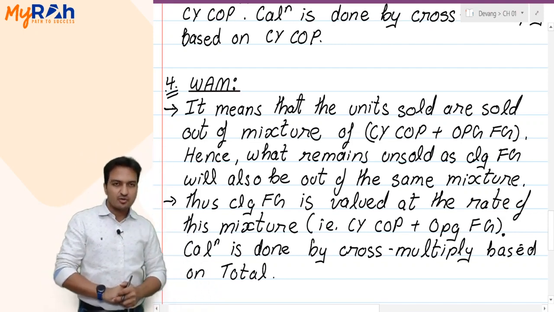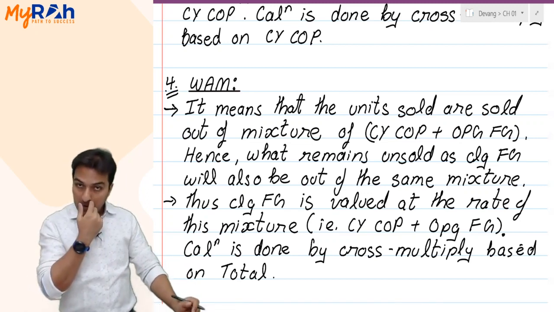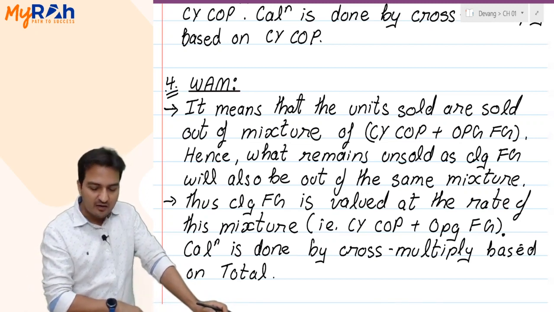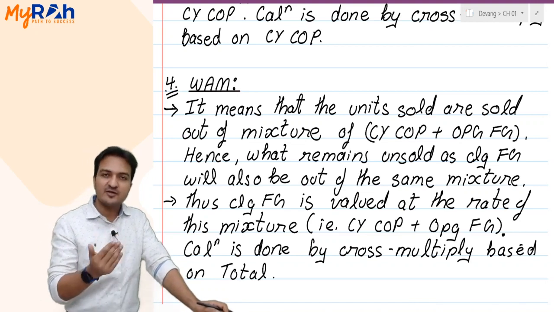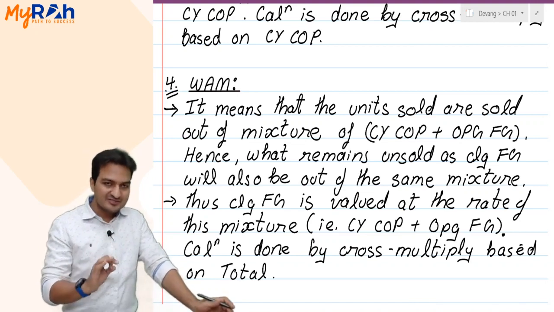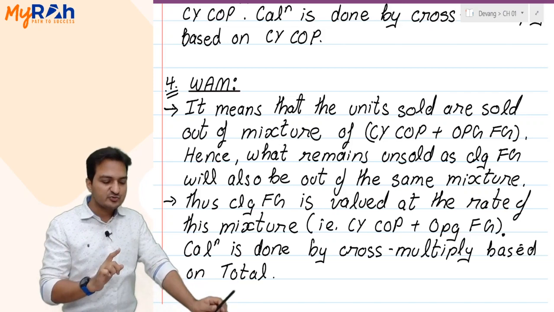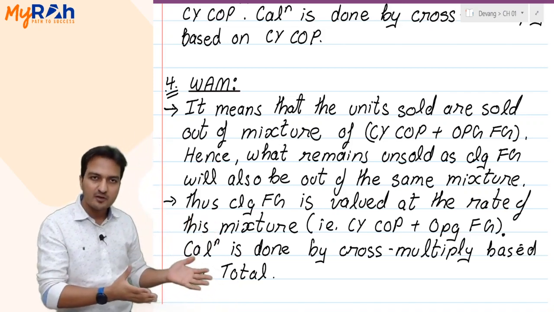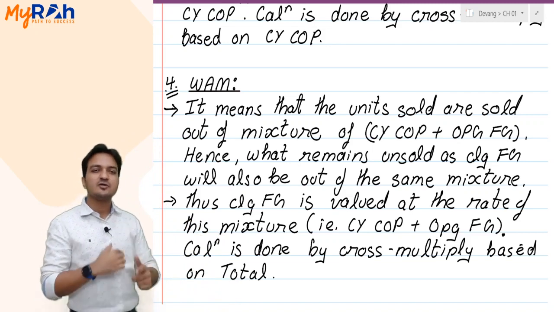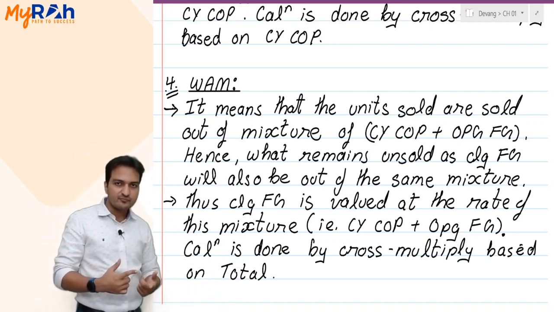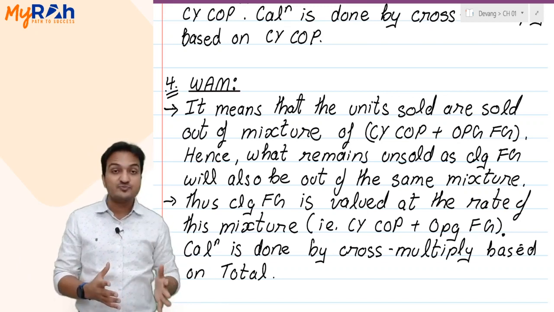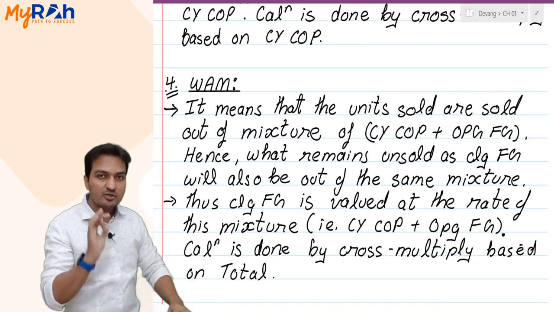Calculation is done by cross multiply based on total. So these are my basic rules for FIFO method, weighted average method. Now notice, the main core concept that I gave you here will be required in certain other chapters also. In this chapter, I applied FIFO method, weighted average method for the valuation of closing FG.